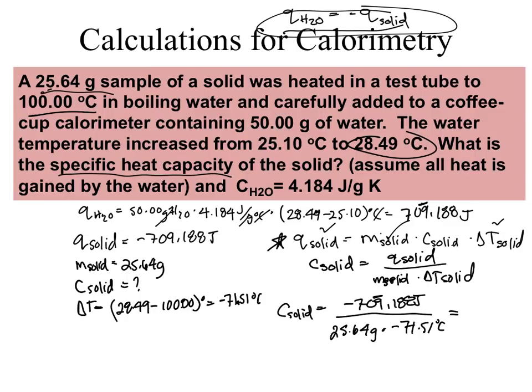That's going to give us a specific heat capacity of 0.387 joules per gram degrees Celsius. And that's the specific heat of the solid that we used in this calorimetry problem.